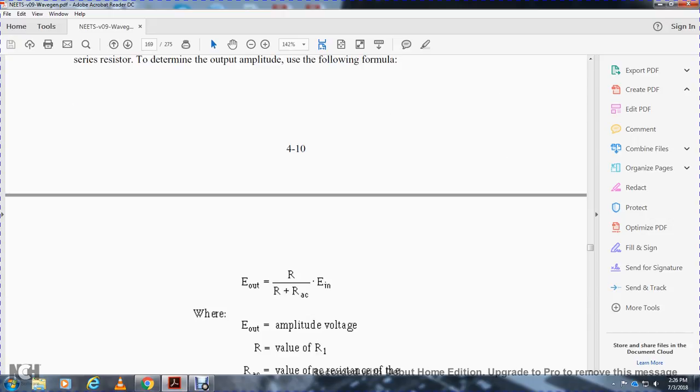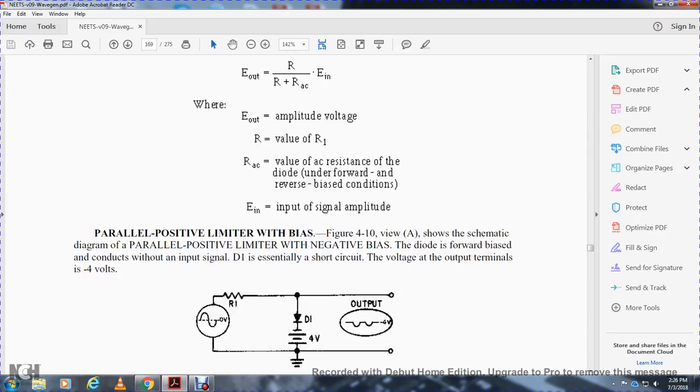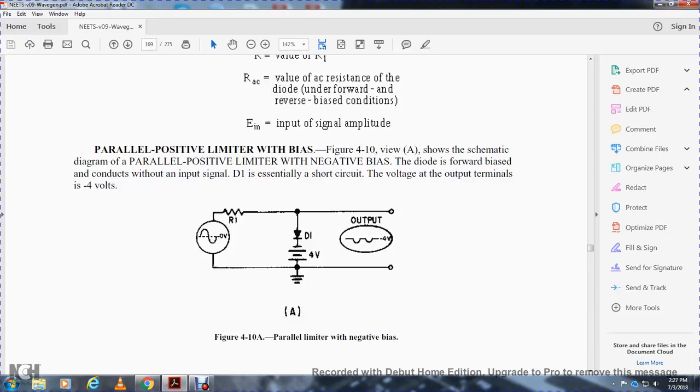Voltage output is equal to the resistance over the resistance, times the resistance of the AC, times the voltage input. Parallel positive limiter with a bias, Figure 4-10 view A, is the schematic diagram. Parallel positive limiter with a negative bias. The diode is forward biased and conducts the input signal, with diode D1 essentially a short circuit, with the voltage at the output terminal at negative 4 volts.